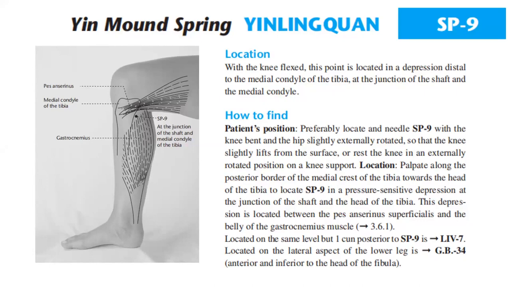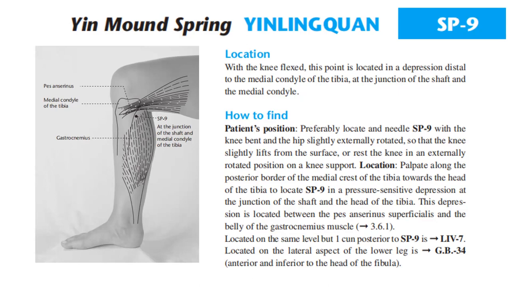How to find it? The patient's position: preferably locate and needle Spleen 9 with the knee bent and the hip slightly externally rotated so that the knee slightly lifts from the surface, or rest the knee in an externally rotated position on a knee support. Location: palpate along the posterior border of the medial crest of the tibia towards the head of the tibia to locate Spleen 9 in a pressure-sensitive depression at the junction of the shaft and the head of the tibia.